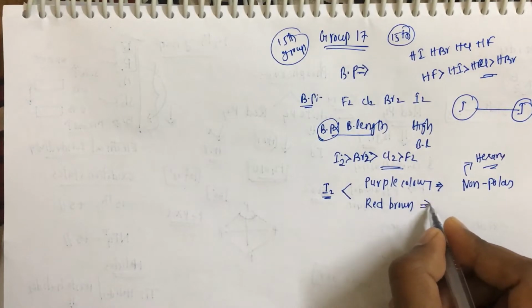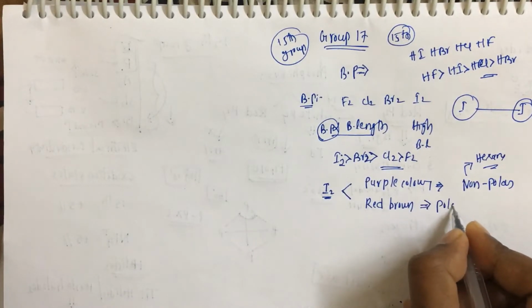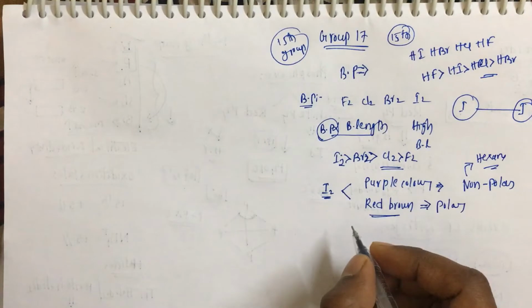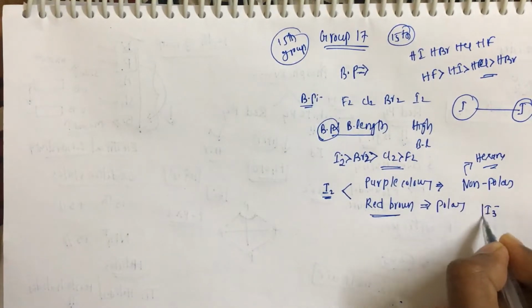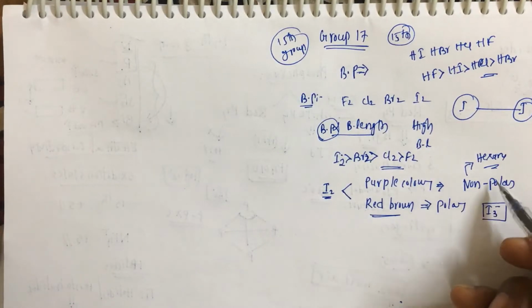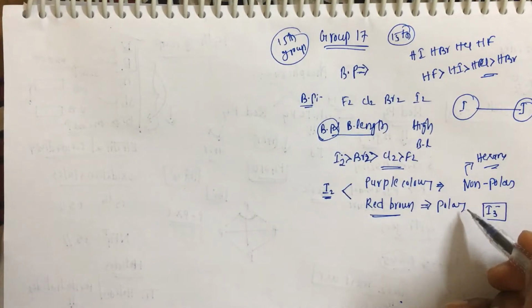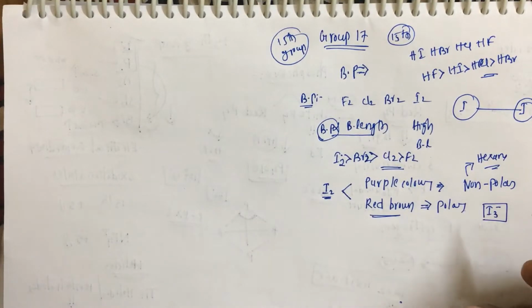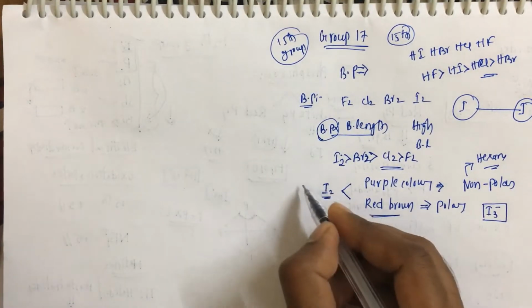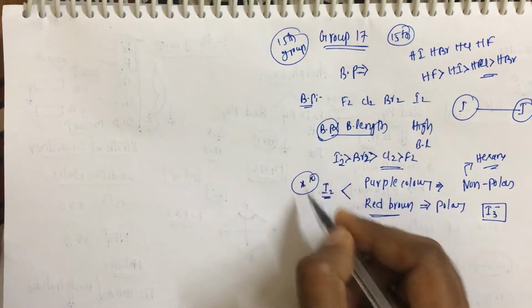When we dissolve it in polar solvents, it shows a red brown color. This is because of the formation of I3 minus. So the color is changing. Okay, so this is important. It's better to remember this.